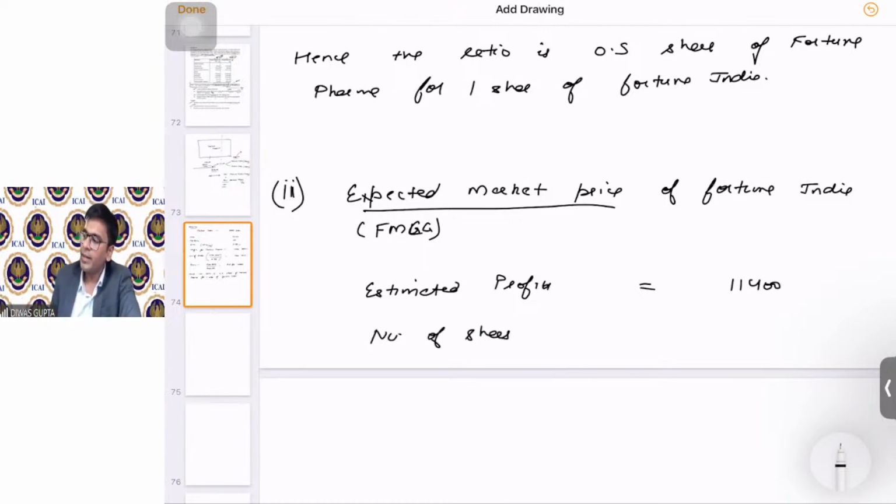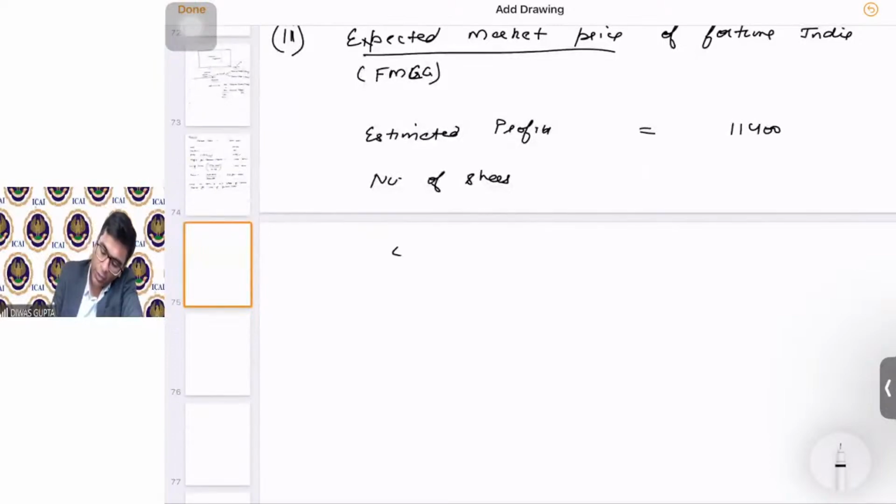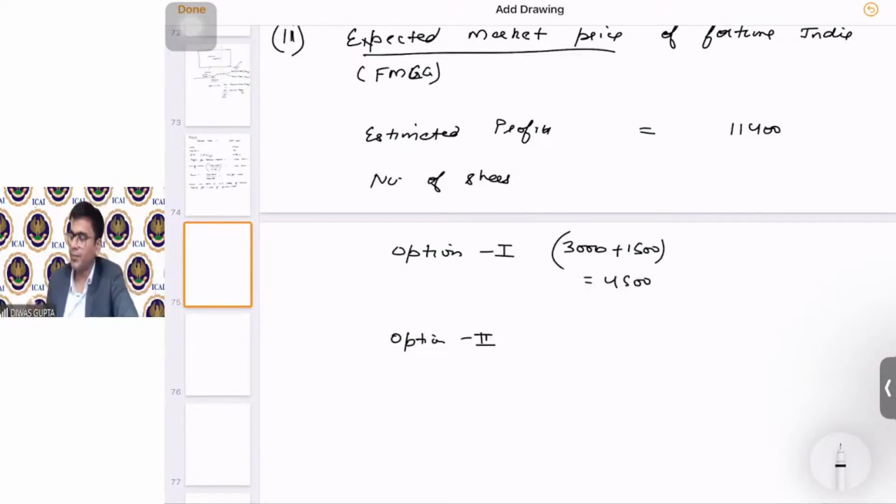Okay. I'm giving two options. Tell me which option is right, option one or option two. Option one is 3,000 plus 1,500 shares, that is, in totality, I should take 4,500 shares. Or option two is I should only take 3,000 shares. Tell me, students, what should I take? Come on. Option one, for calculating the EPS, right?